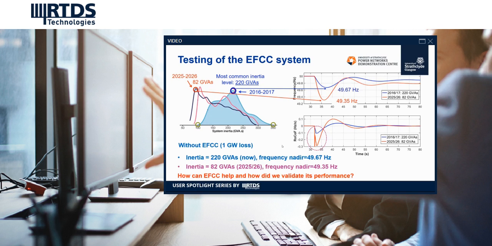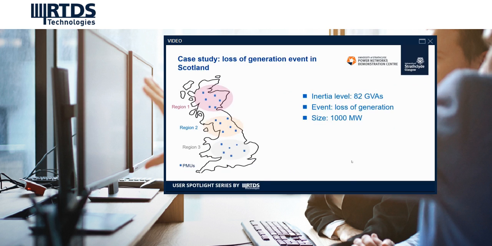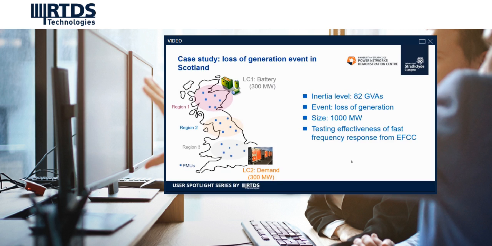how EFCC can actually improve the frequency regulation during the low inertia scenario. In this case study, we are going to look at a loss of 1 gigawatt event, and there will be two resources being controlled by the EFCC scheme. One is local controller 1, which is a battery located in the north of the system in region 1. And we have another resource, a demand-side resource located in region 3, which is in the south of the system. And we're going to test how the EFCC will respond to an event that happens in region 1.